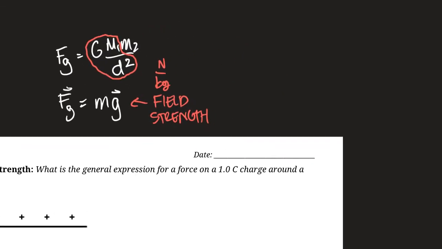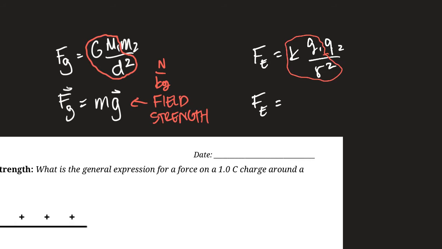We can do the same thing for the electric force. So we know the electric force is equal to k Q1 Q2 over r squared. So if we know the strength of the electric field, we can simplify these terms if we know how strong the field is per coulomb of charge. And the way we can simplify the equation is in the same way. So the electric force is going to be the field strength times the charge.